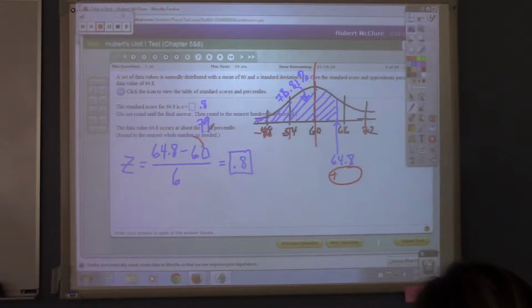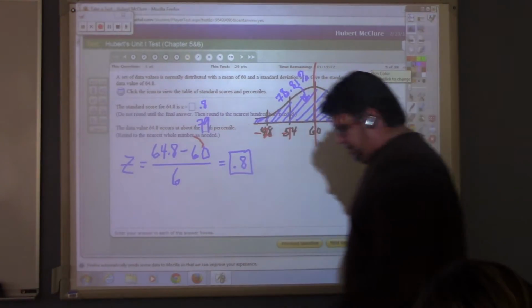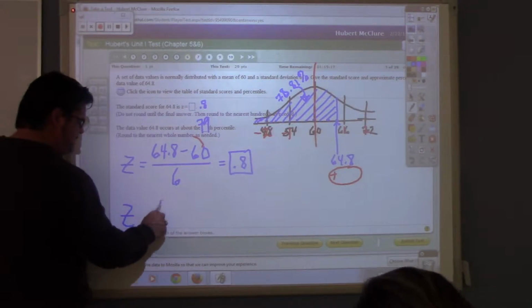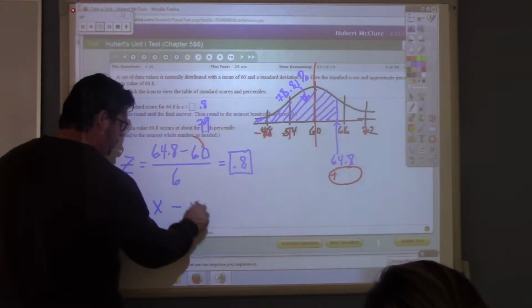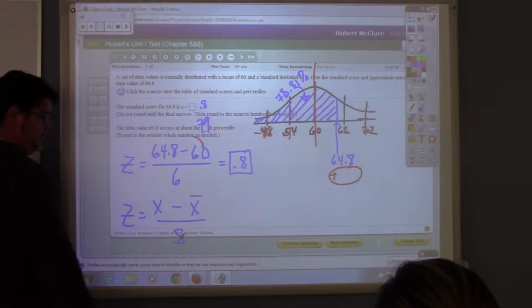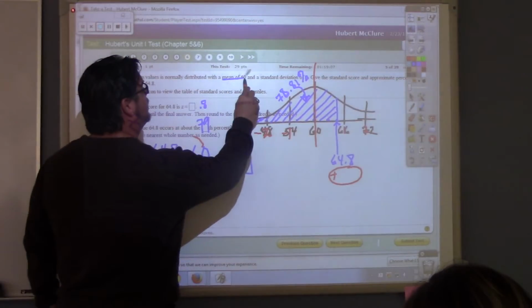Now, what's your question? Do you always subtract the middle number, like 64.8 minus 60? Hold on. I'll give you that answer right here. The z-score formula is X minus what? X bar over what? Standard deviation. So what always goes here?